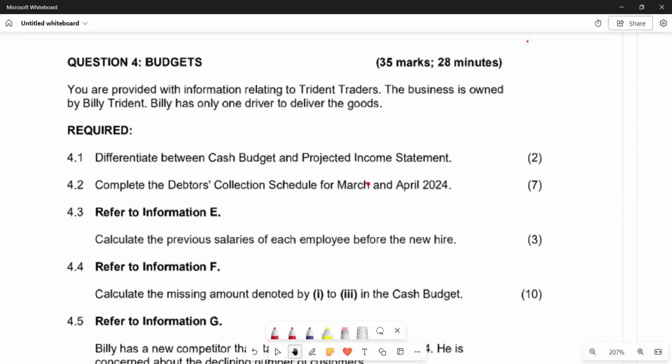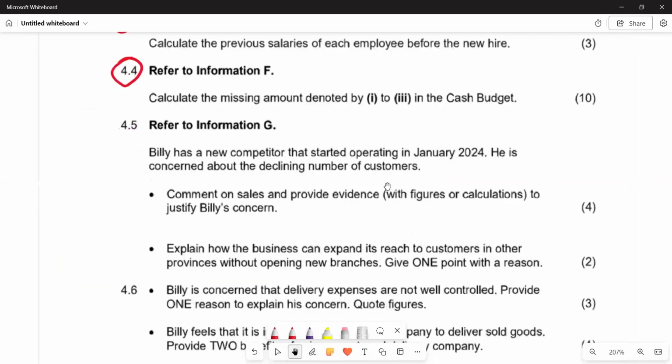In this video, we are only going to look starting from 4.2, and then we also look at 4.3, and we are also going to look at 4.4. So these are the sections that we're going to look at in this video. We're going to start on the first part, which says complete the data collection schedule for March and April 2024.